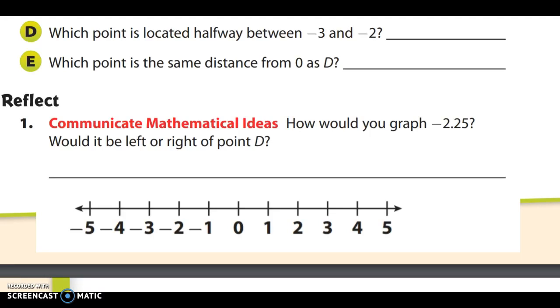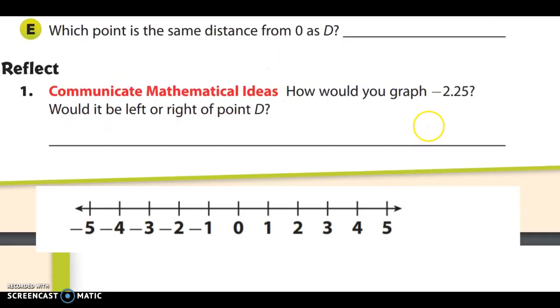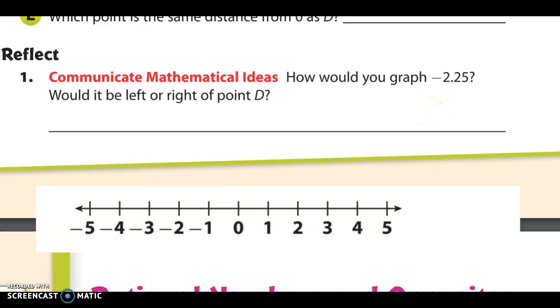So question 1, reflect, says, communicate mathematical ideas. How would you graph -2.25? Would it be to the left or to the right of point D? So I think I remember. Let me go look and make sure. D was the one that was -2.5. So the first thing I'm going to do is I'm going to put D on here. D is right here. We knew that from earlier. D is right here, and that's -2.5.